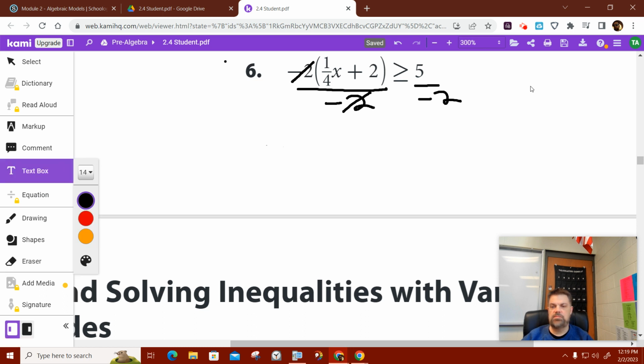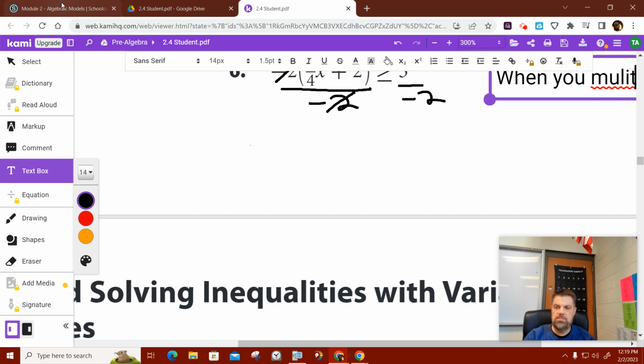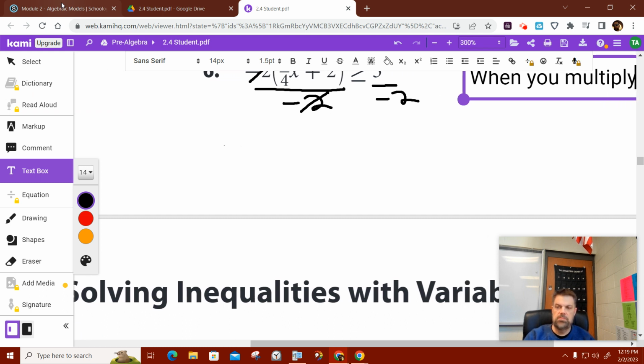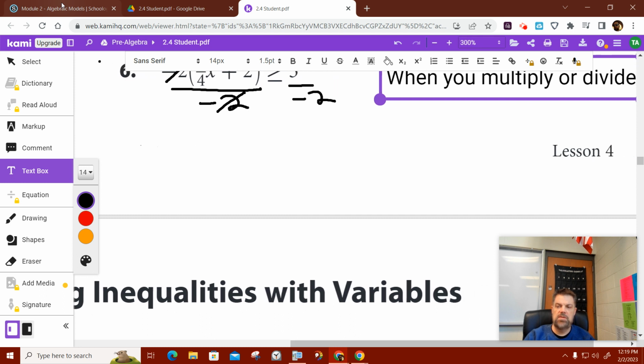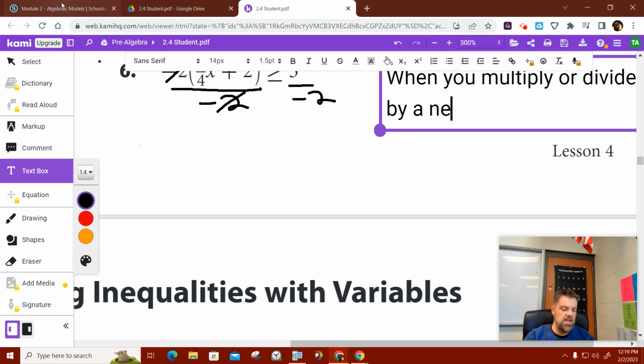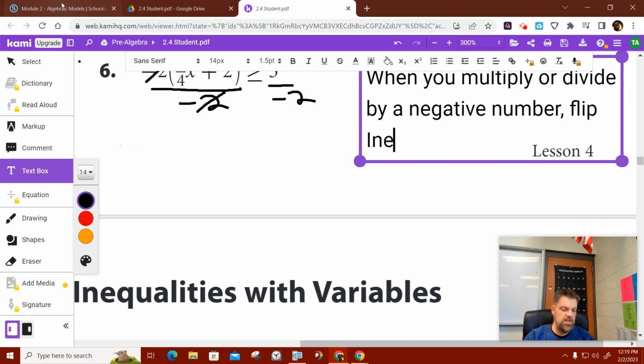Text. When you multiply or divide by a negative number, flip the inequality symbol.